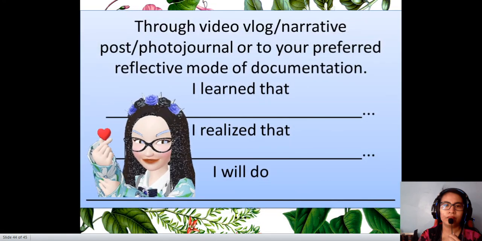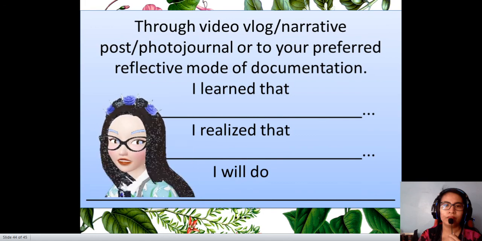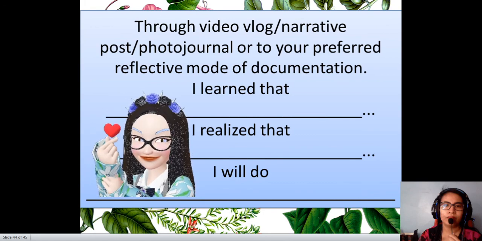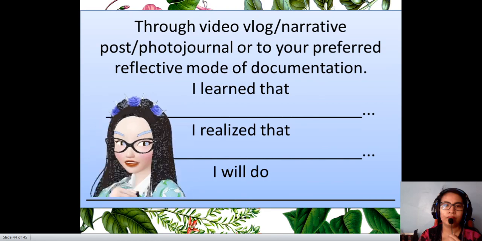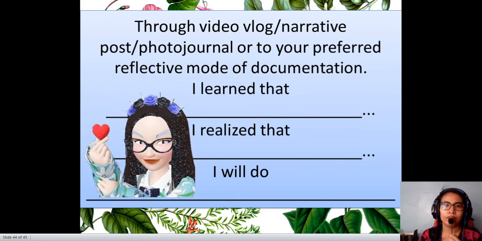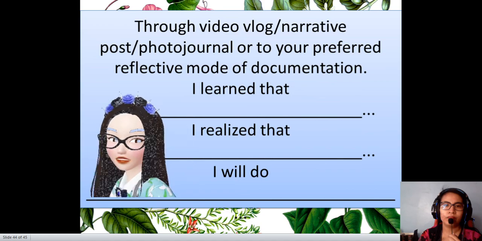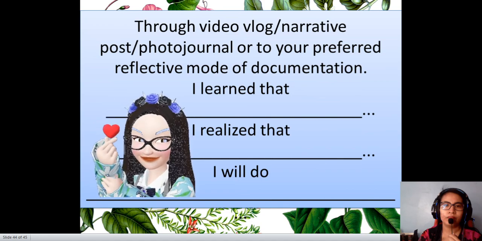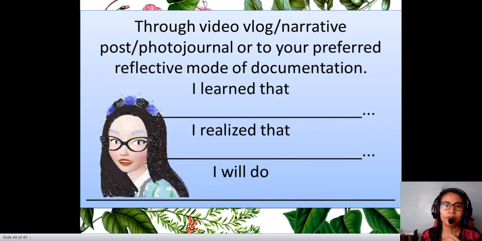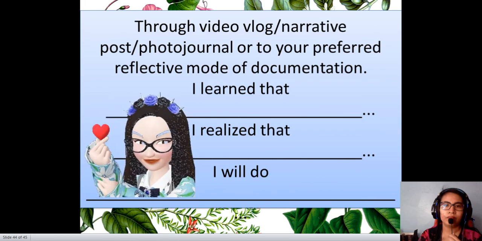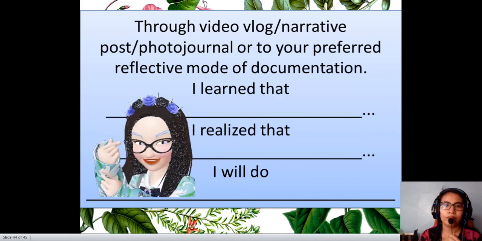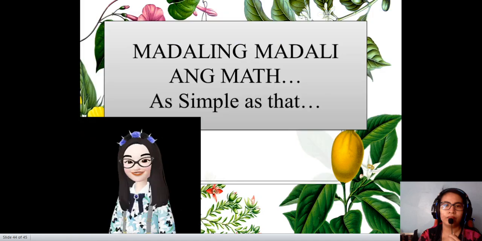Then finally, if you're done with Learning Task 1, Learning Task 2, the fill in the blanks, and the quiz, you can now do your reflection. Again, you can choose from doing a video blog, a narrative post, a photo journal, or your preferred reflective mode of documentation. Just don't forget to state or write the 3 statements: I learned that, I realized that, and I will do. Then we can finally say, madaling-madali ang math, as simple as that.